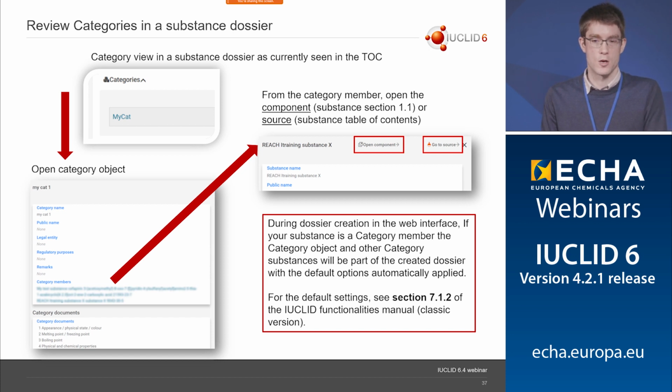You can do this by selecting Open Component or Go to Source. If you open Component, this will take you to Substance Section 1.1. If you open the source, this will take you to the table of contents for that substance. And as a quick note, during the dossier creation in the web interface, if your substance is part of a category and you create a dossier from that substance, the dossier will contain not only the category, but all the substance members which are part of that category. And this is following the default settings that are currently set using the classic interface.